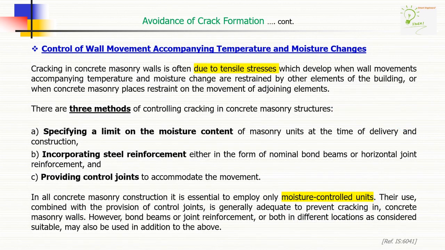Control of wall movement accompanying temperature and moisture changes. There are three methods: specifying a limit on the moisture content, incorporating steel reinforcement, and providing control joints.